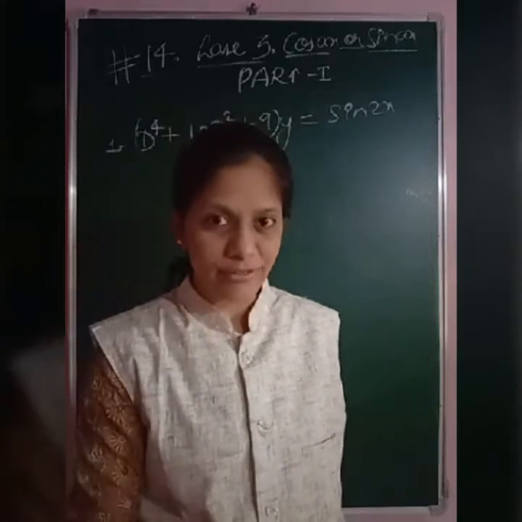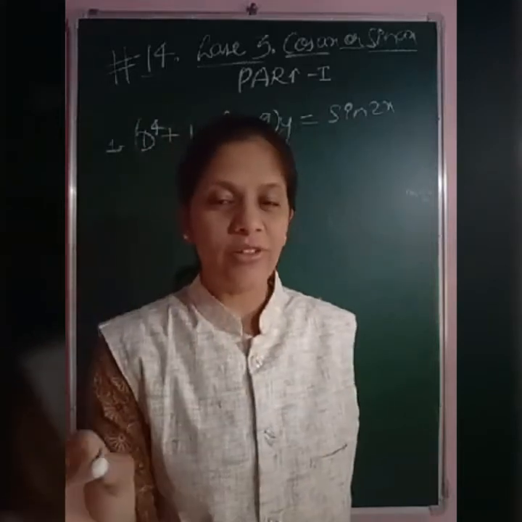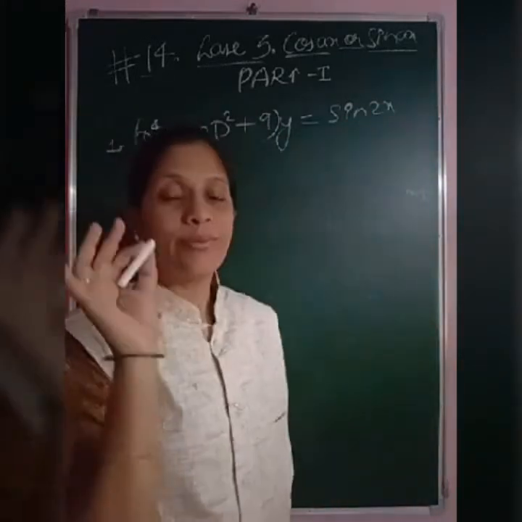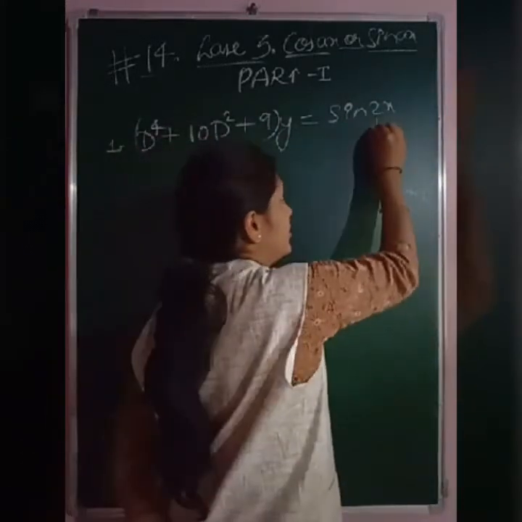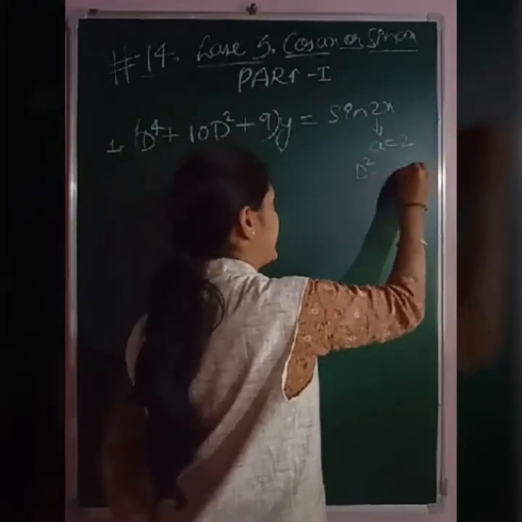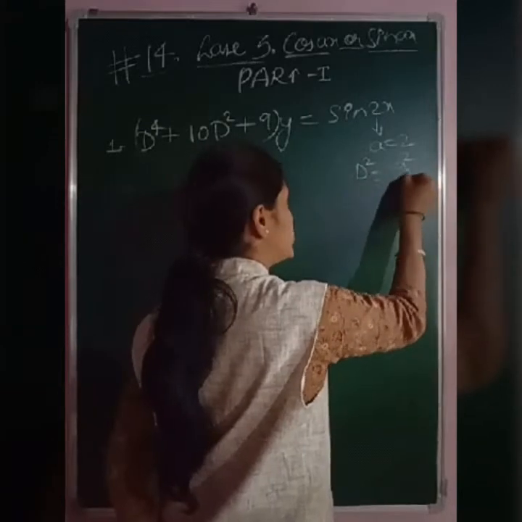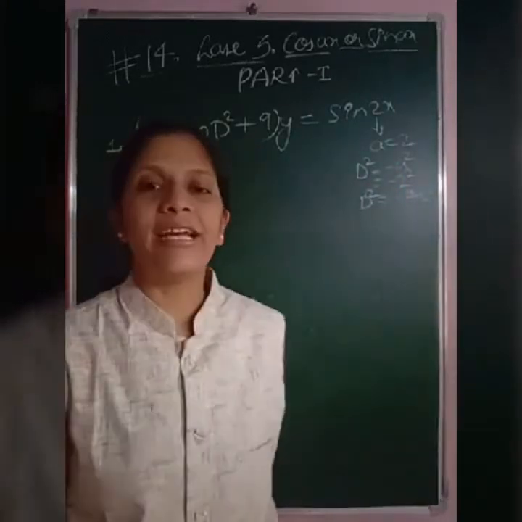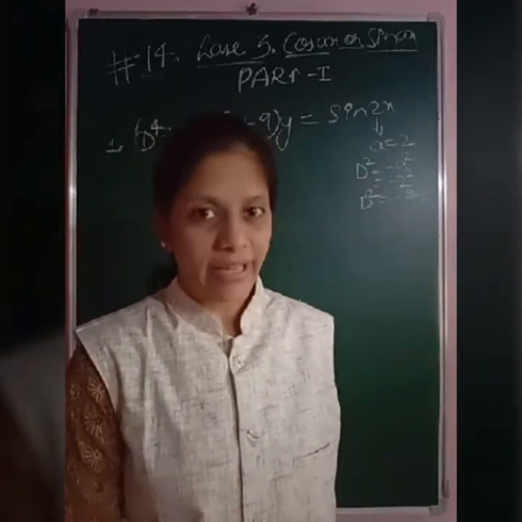Complete solution is CF plus PI. CF we already know how to find. PI, what is it? It is the direct form sin ax. So here a equal to 2, so D square equal to minus a square equal to minus 2 square equal to minus 4. So wherever D square is there, we put minus 4, right?